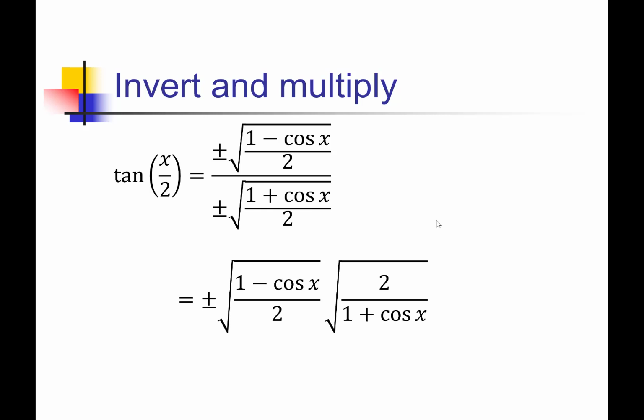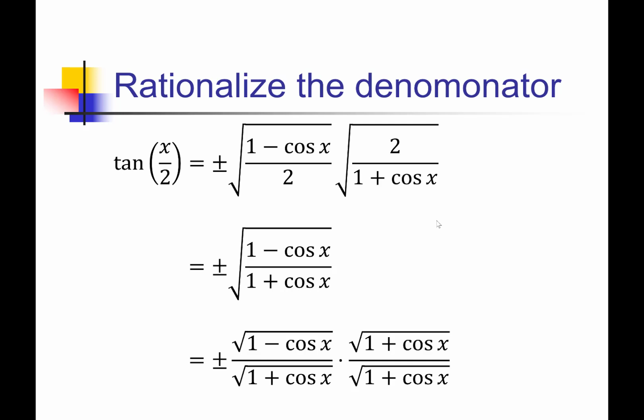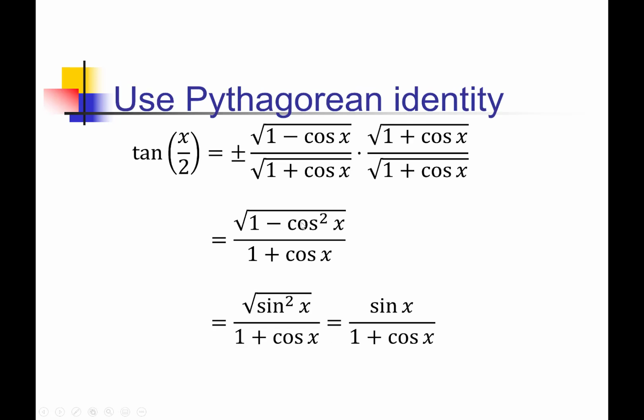The 2's will divide out, and we end up with plus or minus the square root of 1 minus cosine x over 1 plus cosine x. We can split that into 2 radicals, which I do here, and you get the square root of 1 minus cosine x over the square root of 1 plus cosine x. At this point, I'm going to rationalize my denominator, and I'll do that by multiplying by the radical in the denominator. When I do that, I get a 1 plus cosine x in the denominator, and I get 1 minus cosine squared x, because we have the difference of 2 squares, multiplying a sum times the difference.